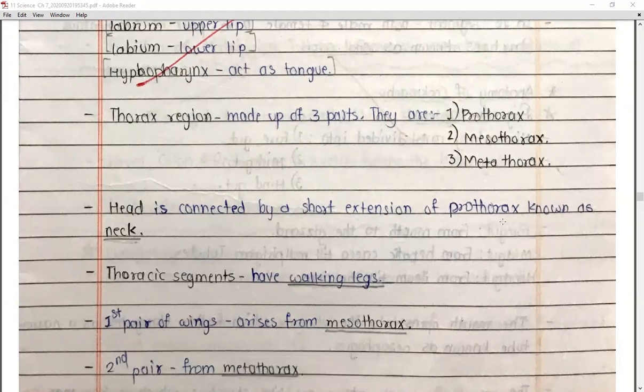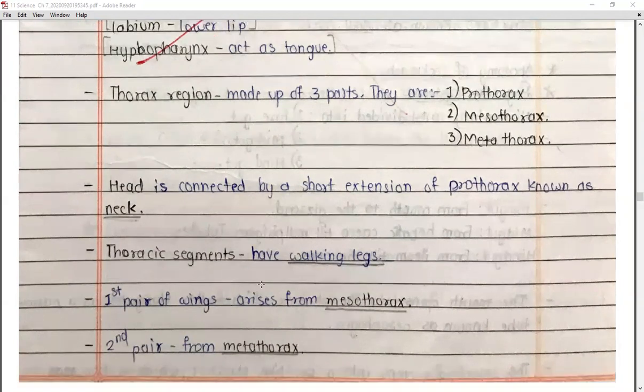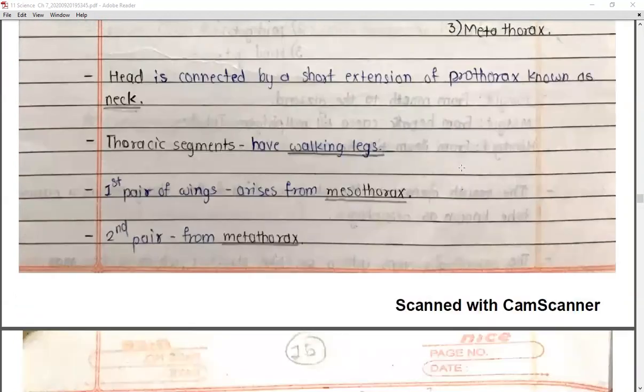So prothorax is what? It is a small extension which connects the neck as well as the head, right? Next, the thoracic segments are present, and they bear the walking legs, right? So these thoracic segments possess the legs which are said to be walking legs. That means these cockroaches use these legs for locomotion from one place to another.